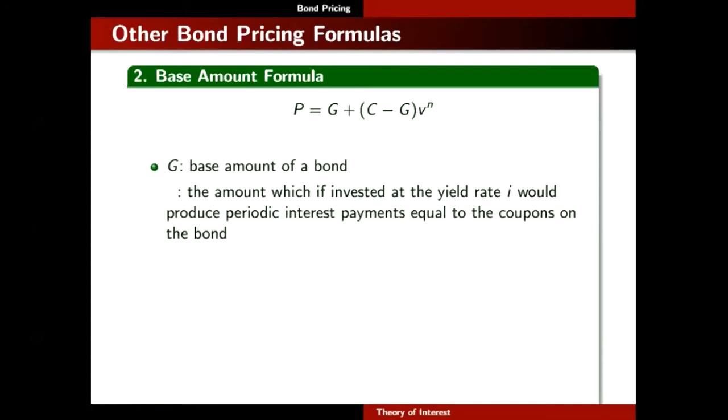Okay, again, how do we compute for the periodic interest? If G is the amount and I is the interest rate, we just get the product of G and I. Okay, and what about the coupons on the bond? Ano yon? It is F times R. So, ibig sabihin lang yan, GI is equal to FR. With this, we're going to derive the base amount formula from the basic formula. So, let's recall again.